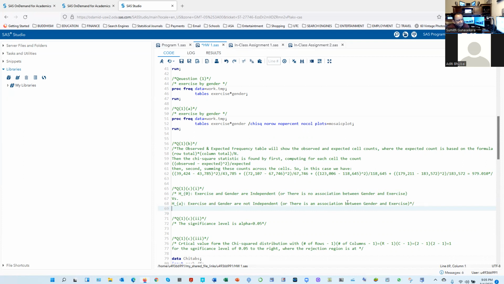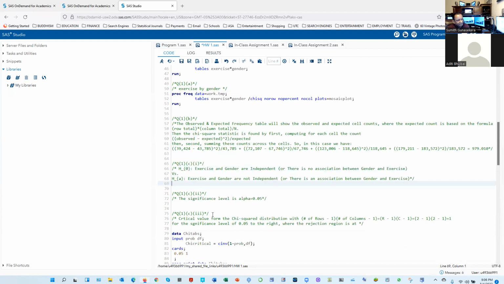See, those are the conjectures. And what's the significance level? Significance level is alpha. You know this has another name too: size of the test, or 1 minus specificity. Another name: size of the test, alpha, level of significance. Third, the critical value. How do you run the test? You compare the value that you get from the chi-squared with its critical value.